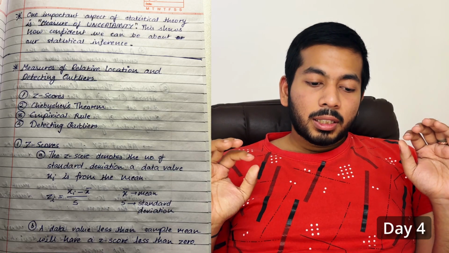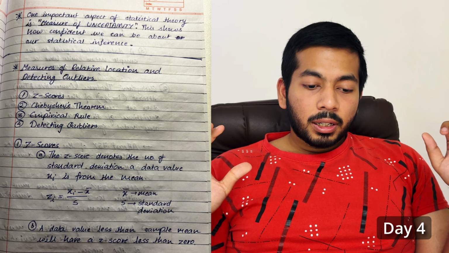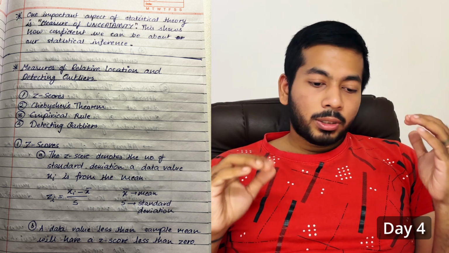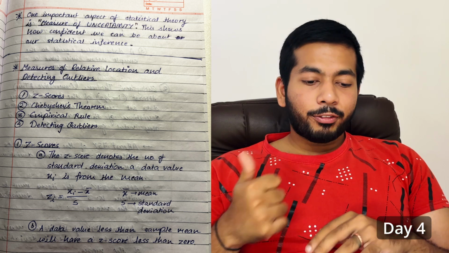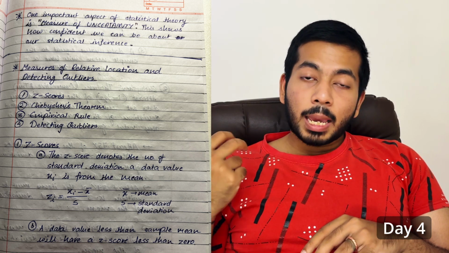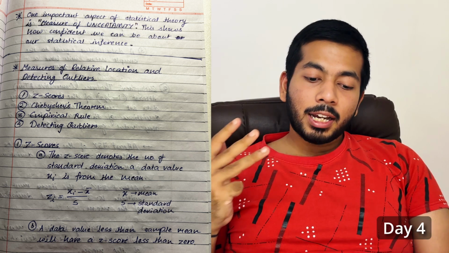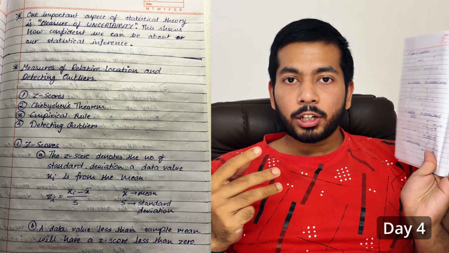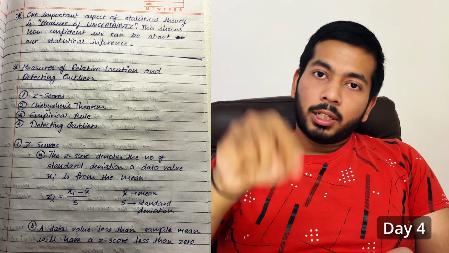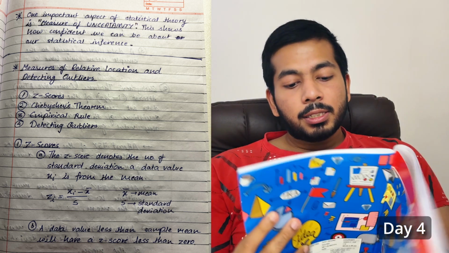The first thing that we're going to start today is measures of relative location and detecting outliers. So this has 4 subparts to it that we'll study. The first thing is z-scores, second is Chebyshev's theorem, third is empirical rule, and the fourth is detecting outliers. I have my notes in front of me and these notes are also there on the screen. Also, if you want access to these notes, it's in the description as well. Okay. Let's start with z-score.